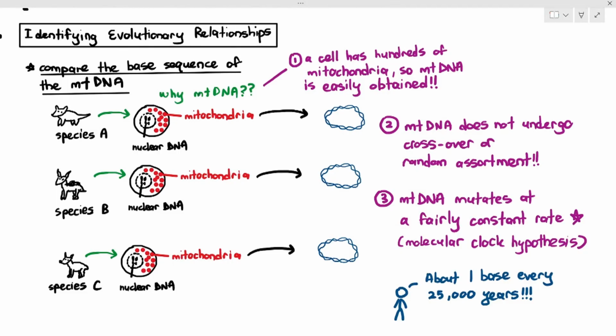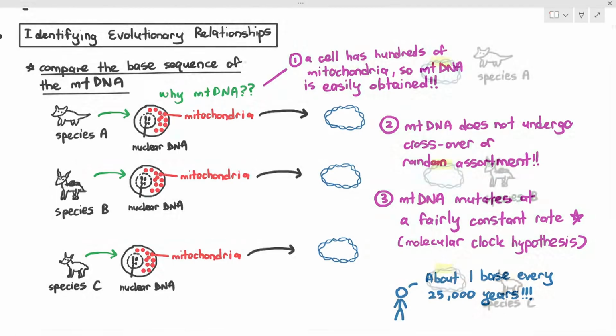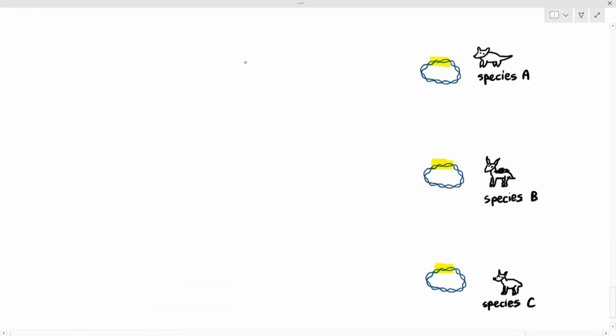So over here, what we have is species A, species B, and species C, and we are not comparing their nuclear DNA, we are comparing their mtDNA, or mitochondrial DNA. Again, I'm not going to draw out the double-stranded part. I'm just going to draw a single-strand sequence to make it easier. Species A has ACCTCAG. Species B has TGGTGCG. And species C has TGTTGCG.